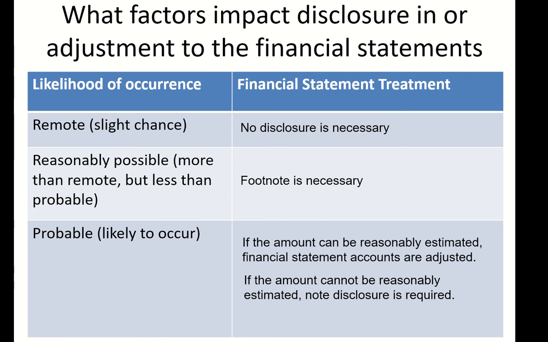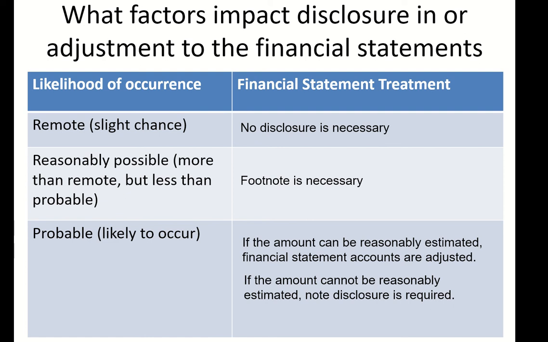What factors impact disclosure or the adjustments of the financial statements? So you should probably have known this in Accounting 302. If it's remote, no disclosure is necessary. If it's reasonably possible, a footnote is necessary. So more than remote, but less than probable. So you think this is going to happen, but you're not sure about the amount.